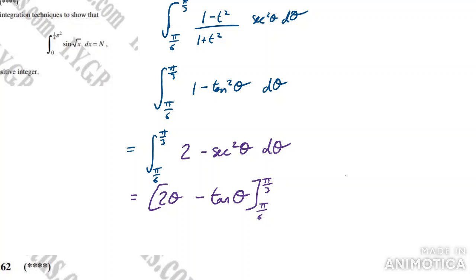And so the answer is just going to be 2 pi by 3 minus 2 pi by 6. So in other words, I believe that's just pi by 3. Minus, I believe that's root 3. So root 3, and then the other limit will be plus 1 over root 3.